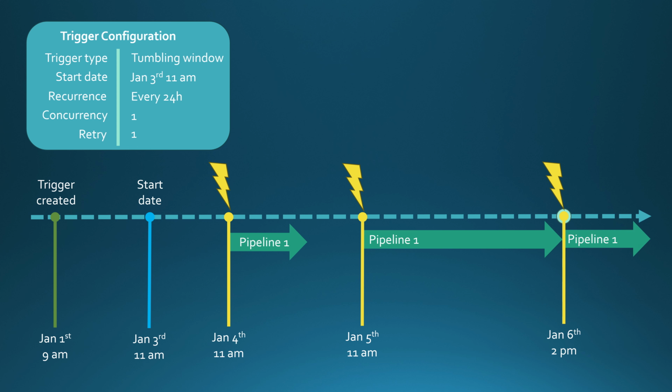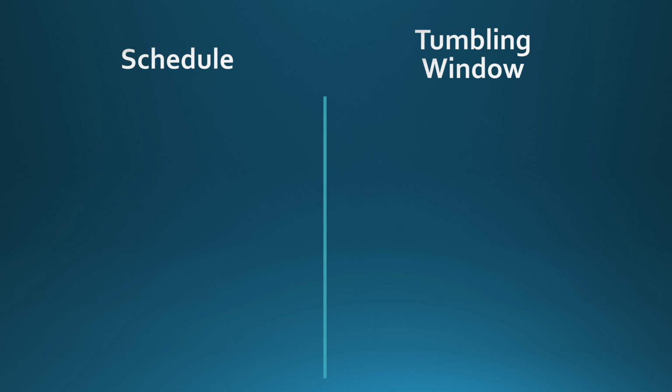As you can see, the tumbling window is a bit more difficult to configure and understand, but it will solve some issues that schedule triggers might have. Now let's just do a quick side-by-side comparison between these two time-based triggers so you really get the idea how they are different and you can choose the right trigger for your circumstances.